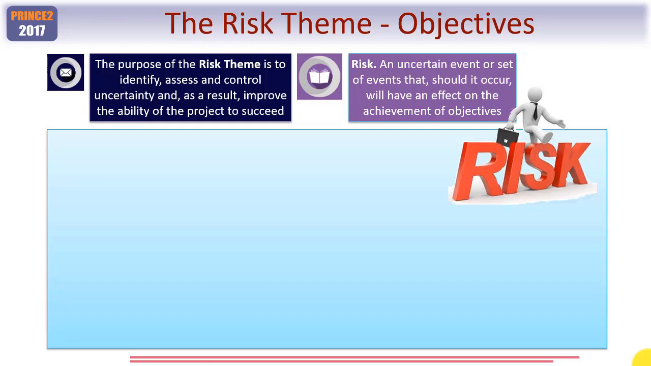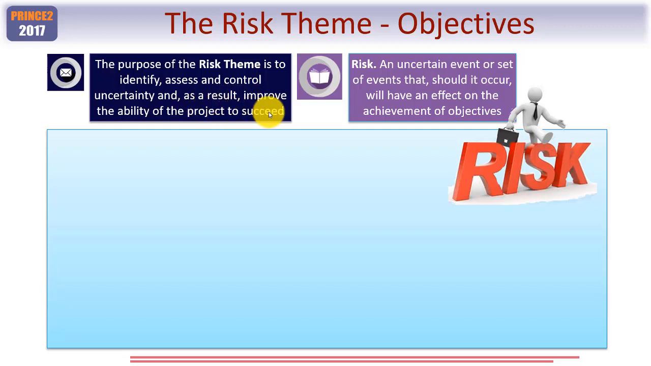First of all, some objectives. Now, the purpose of the risk theme is to identify risks in the first place, then go on to assess them, and then to control them. And in fact, we are controlling uncertainty, because that, after all, is the definition of a risk. And as a result of that, improve the ability of the project to succeed.